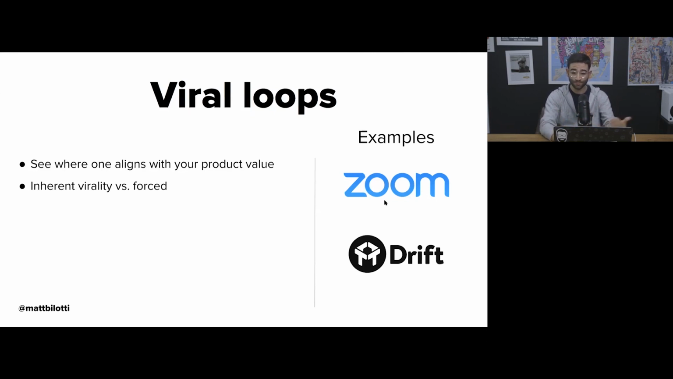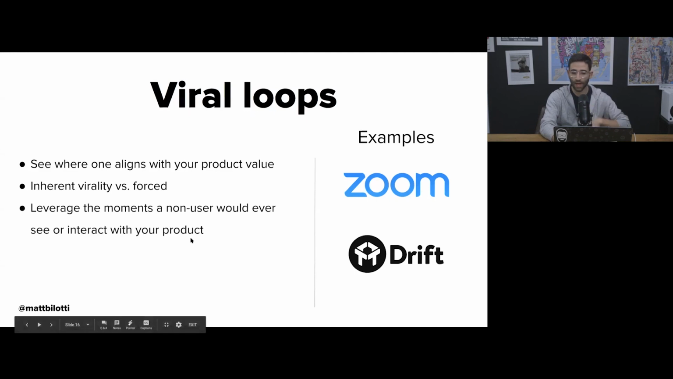Something like Zoom, you have to share the video or you have to share the link with somebody for them to get to the video, right? There's inherent virality to that. And same thing with Drift. We just launched a video product. Video is unsurprisingly viral. You record a video and you send it to someone. It's inherently viral because then if they want to send you a video back, they also go ahead and sign up.